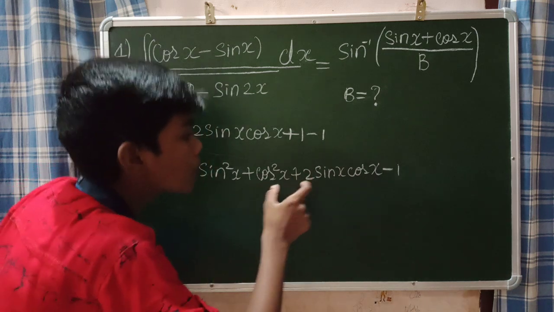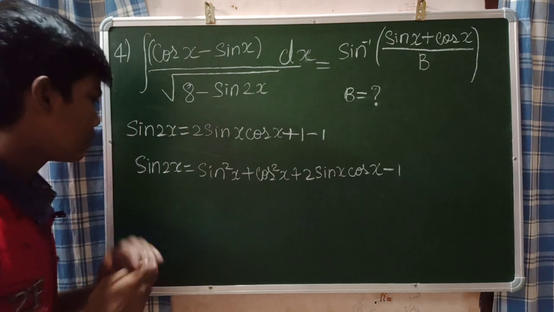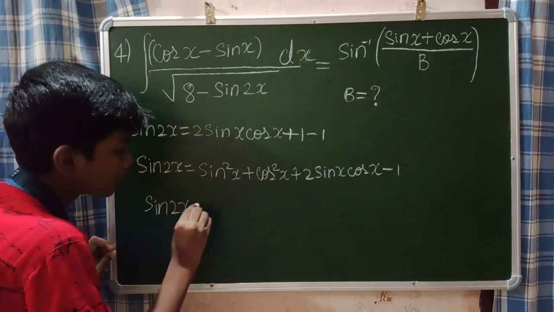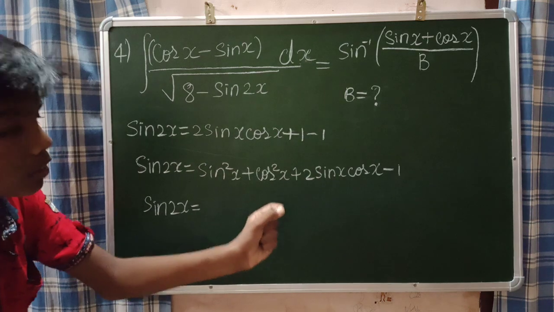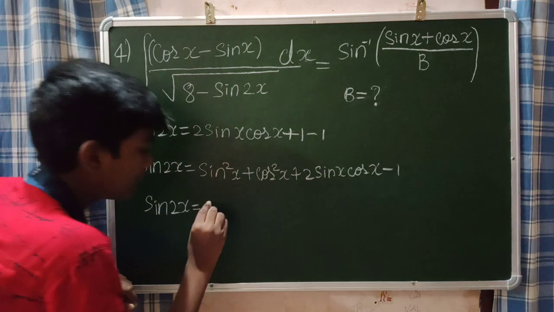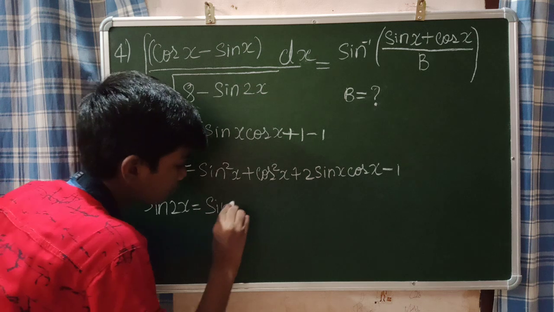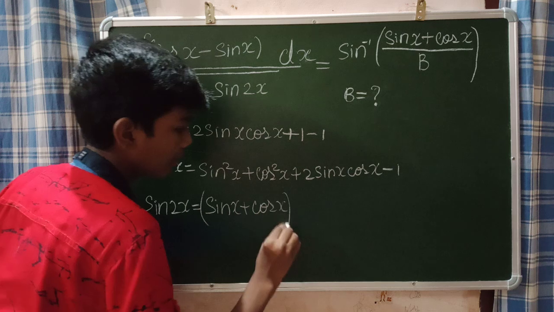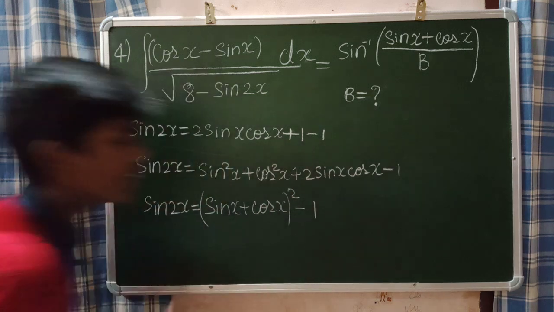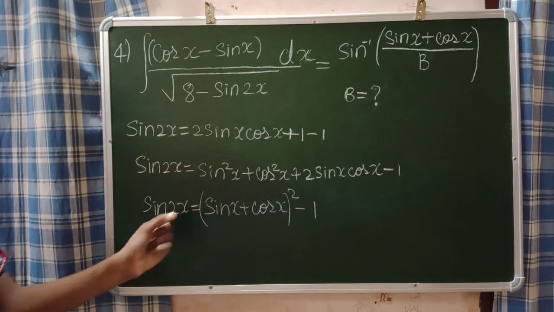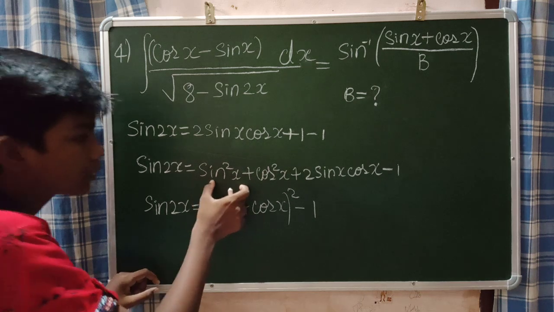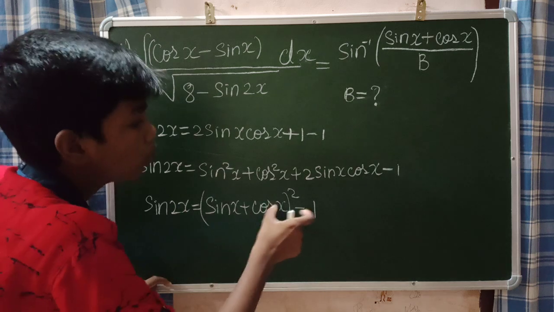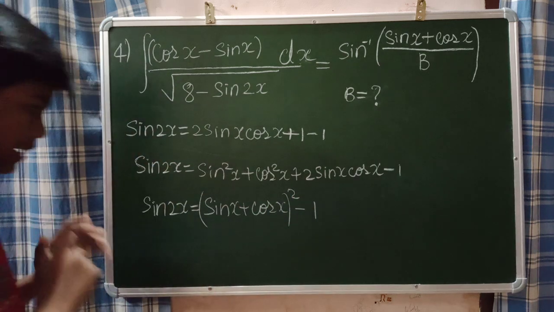a square plus b square plus 2ab is a plus b whole square. So I will apply that formula. So sin 2x is equal to sin square x plus cos square x plus 2 sin x cos x, which can be written as sin x plus cos x whole square minus 1. That's what I did. Very basic thing, guys. Sin square x plus cos square x plus 2 sin x cos x is of the form a square plus b square plus 2ab, which is sin x plus cos x whole square, minus 1 because minus 1 is left out. That's what I did.